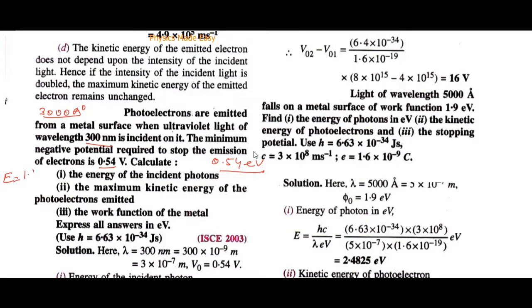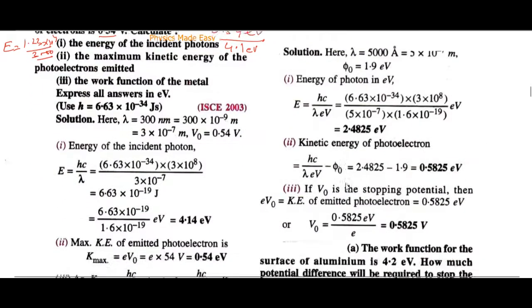E is 1.23 into 10 raised to power 4 divided by 3000. It will come out to be roughly 4.1 electron volt. This is the energy of the incident photon, and this is the maximum kinetic energy. From here we can find out the work function. Very easy calculations.